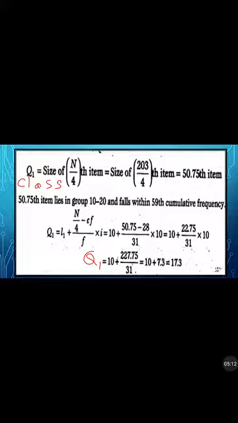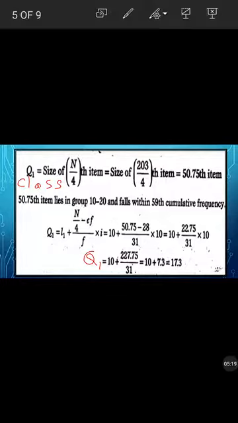So here I have taken Q1 class is equal to size of n by 4th item. So what is n? n is 203. We have already seen the total, that is n is summation f, 203. So 203 divided by 4, that is 50.75. So this is Q1 class, Q1 class is equal to 50.75. After calculating Q1 class, we have to calculate Q1.